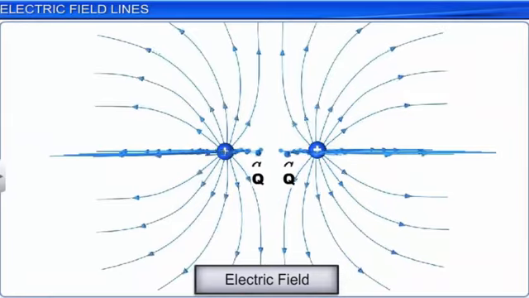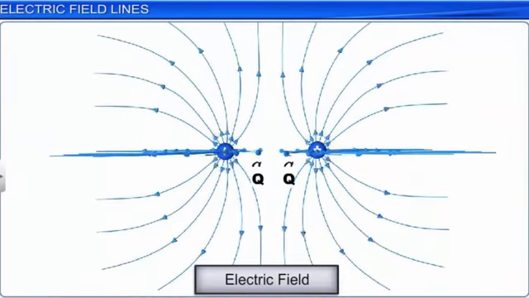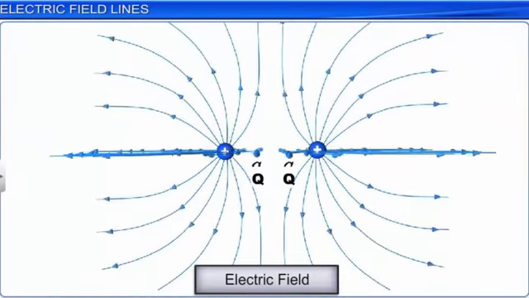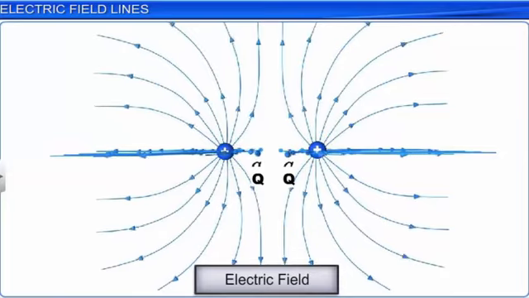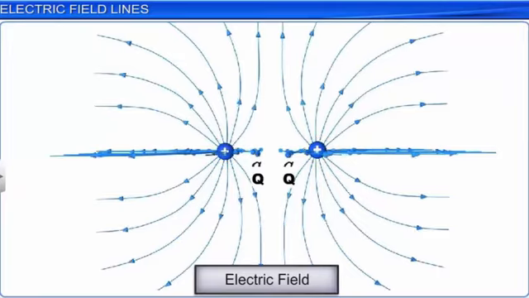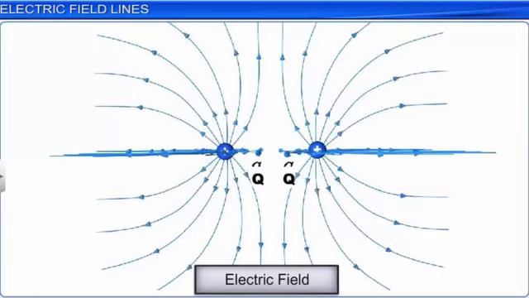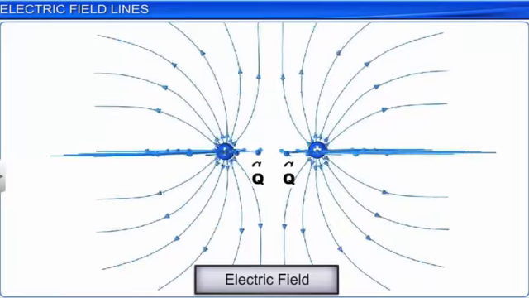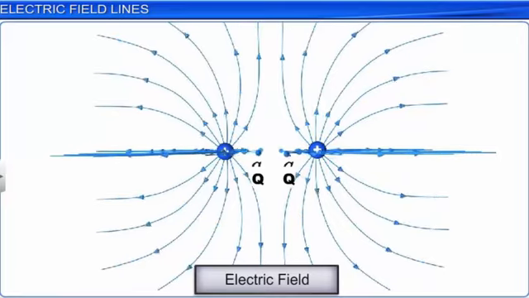Let us now visualize the electric field lines for a system of two positive charges, say plus q each. From the field lines, we can see a very clear picture of the repulsion existing between the system of charges shown.